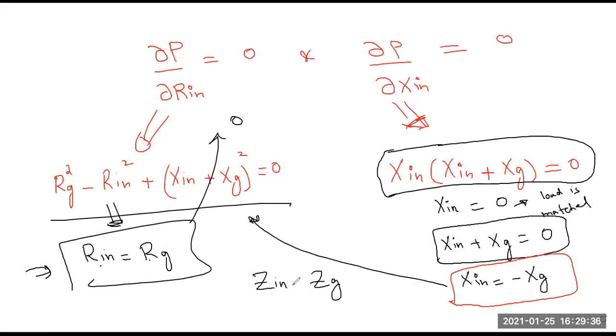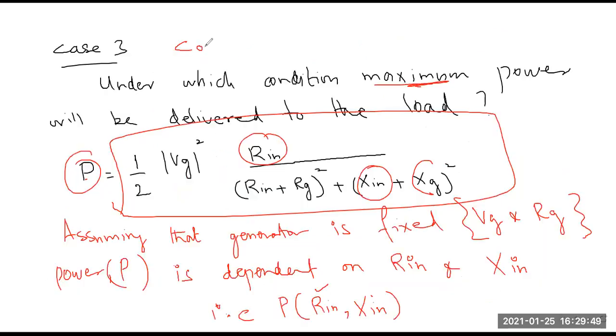सर, कंजुगेट होगा ZG का? Yes, कंजुगेट. Yes. You will say Zn must be equal to the conjugate of Zg. So ये जो third case हम पढ़ रहे हैं, इसको हम कहते हैं conjugate matching case. Conjugate matching.